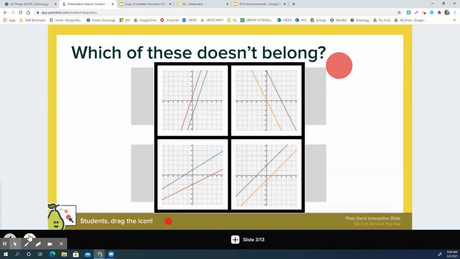All right, what if we have 2 lines? Which one's the most different here? Quadrant 1, quadrant 2, quadrant 3, or quadrant 4? So I heard quadrant 1 and quadrant 3 at the same time. How is quadrant 1 different? They're negative slopes. So this pair is the only pair that has a negative slope. How's quadrant 3 different?